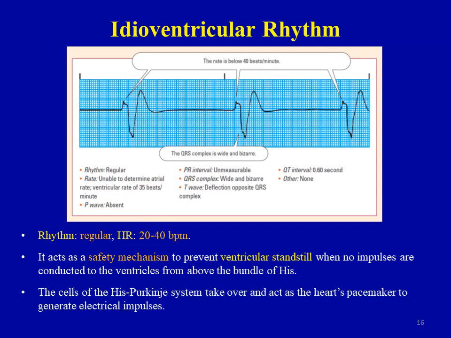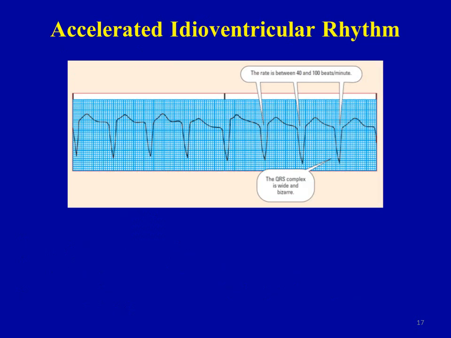The cells of the His-Purkinje system take over and act as the heart's pacemaker to generate electrical impulses. Now we have an accelerated idioventricular rhythm. By the way, idio means on its own, so the ventricle is generating rhythm on its own. So it is a bit similar to the previous type of arrhythmia, but it is accelerated.